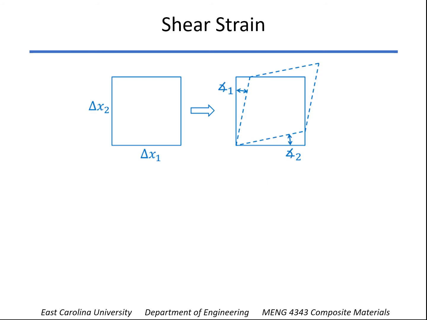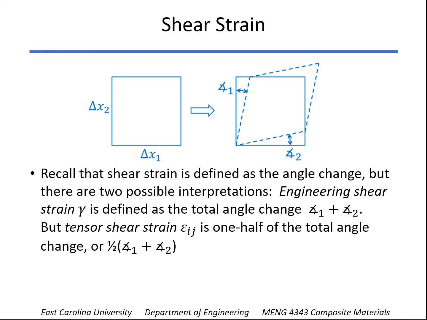Alright, now let's talk about shear strain. So shear strain, as we said, is angle change. And so we've got this small piece of material, delta x1, delta x2 to the sides, and there's the displaced configuration on the right. Now there are two ways we can interpret this, though. Engineering shear strain looks at the total angle change. In other words, angle 1 plus angle 2.